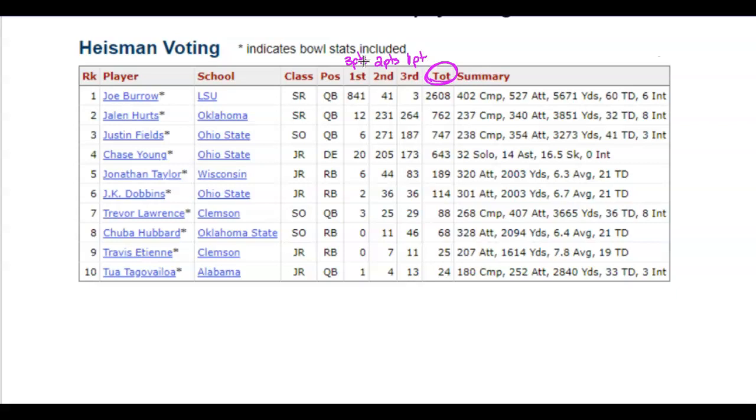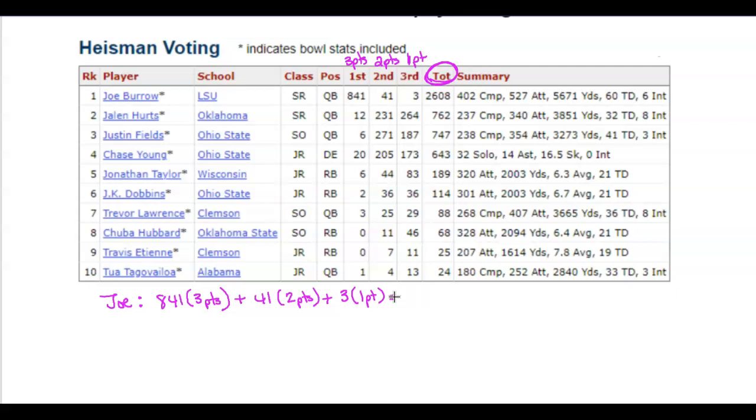So here we can see that Joe Burrow, who was the Heisman Trophy winner, got 841 first place votes. So for Joe, we're going to calculate 841 first place votes. So he's going to get 3 points for each one of those votes. He received 41 second place votes. So he's going to get 2 points for each one of those votes. And then he received 3 third place votes. So he's going to get 1 point for each of those votes.